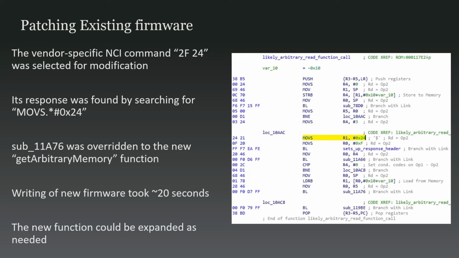I searched for mov 0x24 using regex in IDA, which let me find exactly how this was loaded for setting up response headers, and then I overrode the function that was right before the send function in I2C, so that it would jump to my get arbitrary memory function, which would allow me to read or modify memory whenever. Because writing a firmware took around 20 seconds, this was quite a difficult task and took a while to set up, but when it did, it could be expanded as needed.